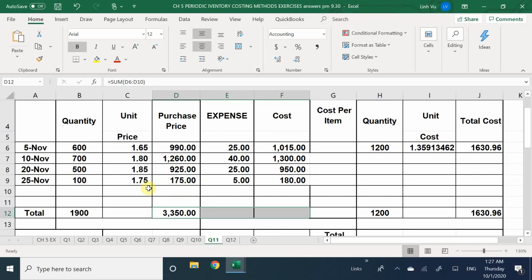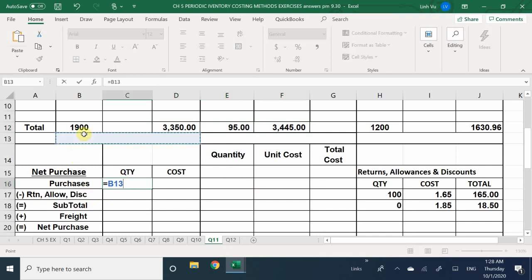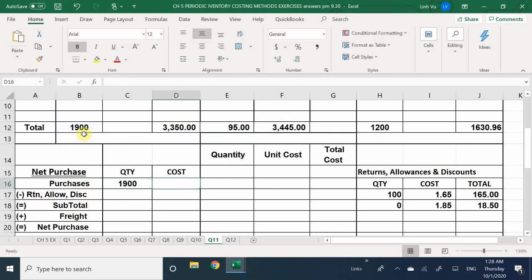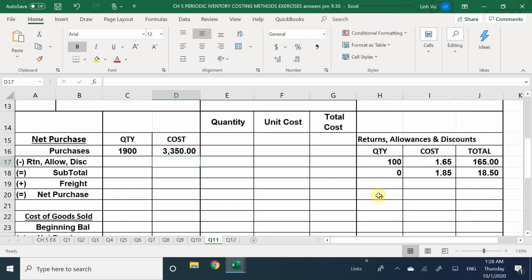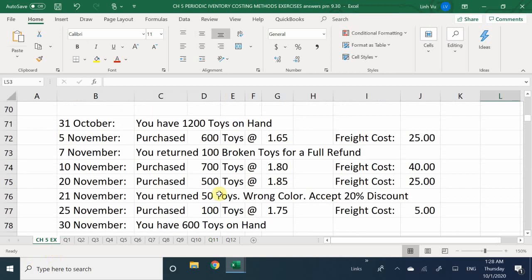We have a total freight of $95, and we get a total of $3,445. So in this case, I'm going to plug in my numbers here. Okay, that's what we started off with. Now, I'm going to go ahead and tally up my total amount of things right here. So I'm going to double check this.